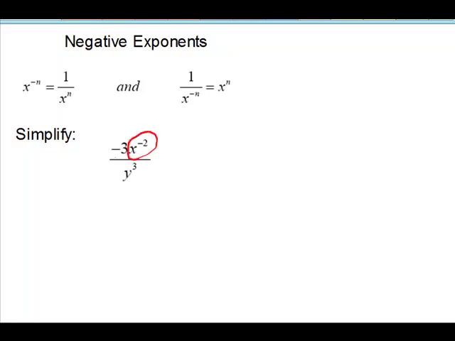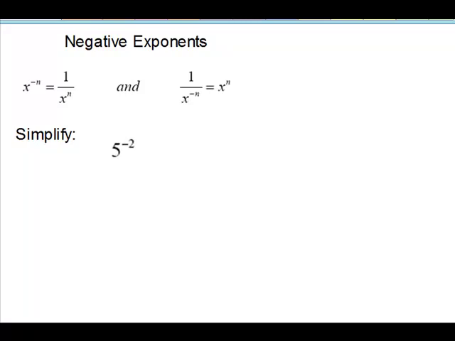The negative 3 is fine. It is a constant, not an exponent, so we don't shift it. So we're going to keep the negative 3 and the y to the third where they are. And the x was on the numerator, so it's going to the denominator, and the exponent changes to positive.